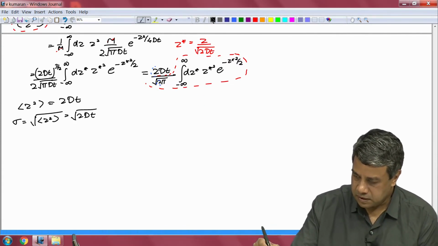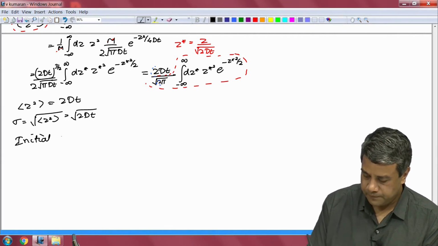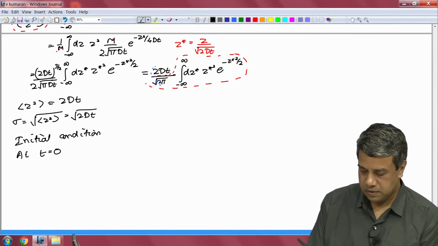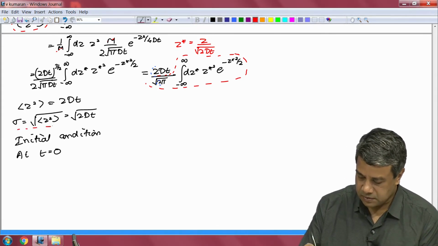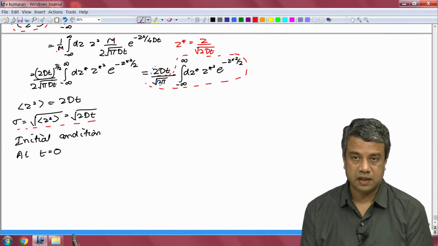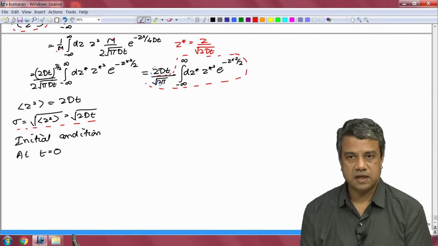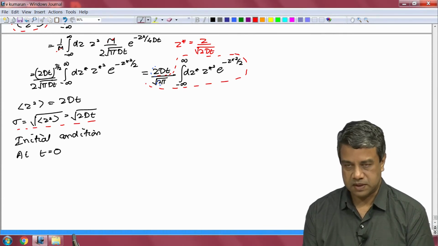If you recall the initial condition, at t equal to 0, you can easily verify that this z square is equal to 0, because it is proportional to the square root of t. Therefore, the standard deviation of the distribution is 0 at t equal to 0.